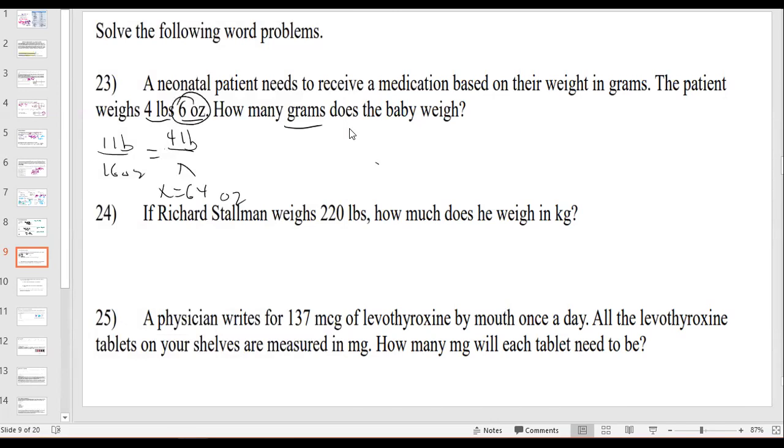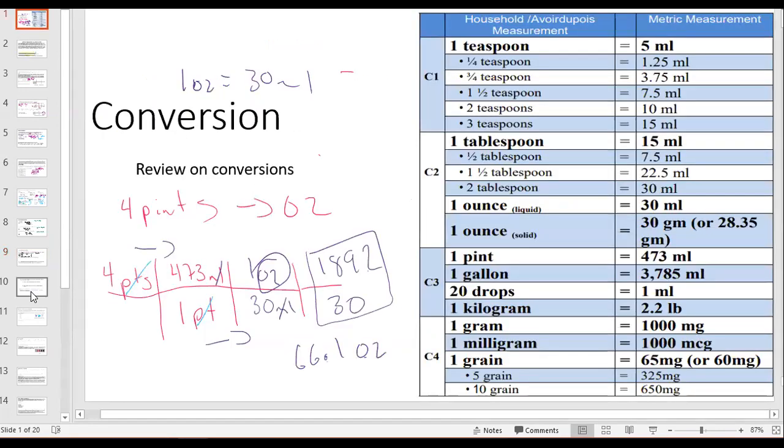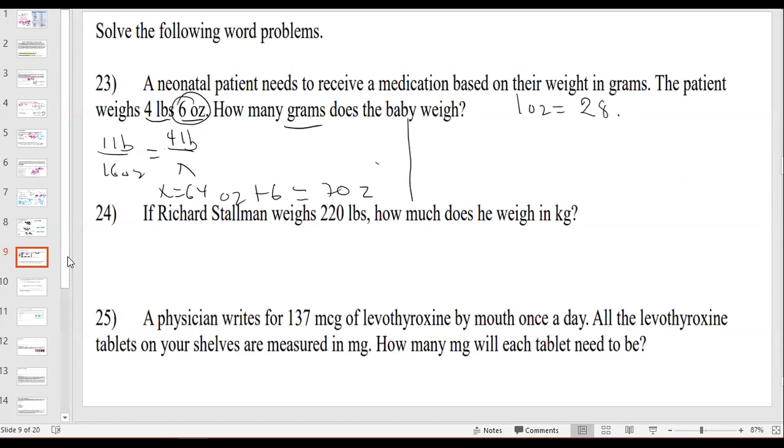And how many ounces did I have to begin with? Plus 6. So how many total ounces is that? 70 ounces. Now, what's my other conversion, from ounces to grams? 1 ounce equals how many grams? And we're going to use the one that you guys used upstairs. So that's 28.35. So I have a total of 70 ounces.